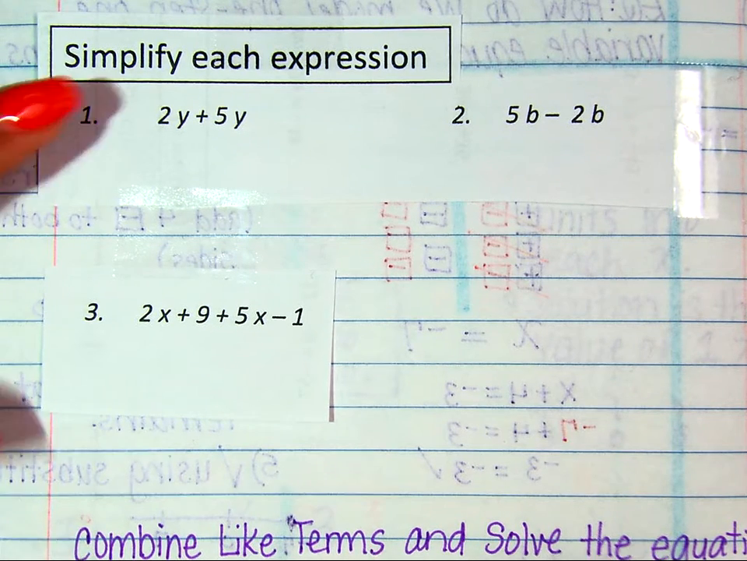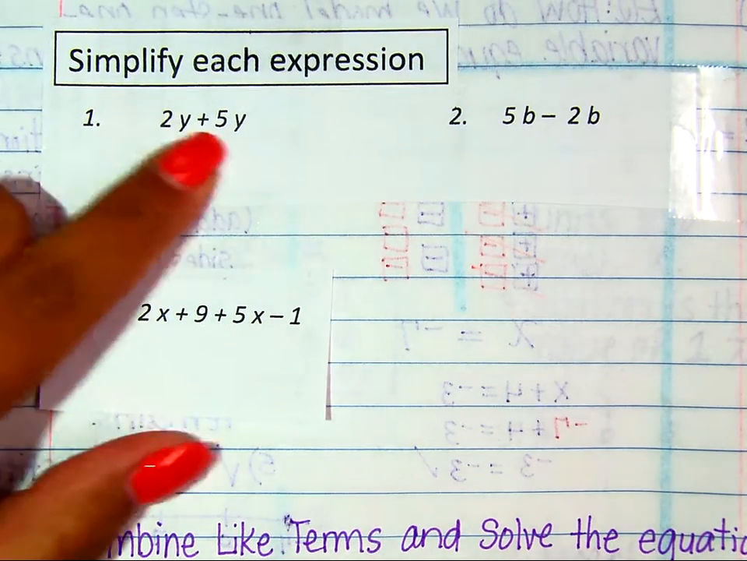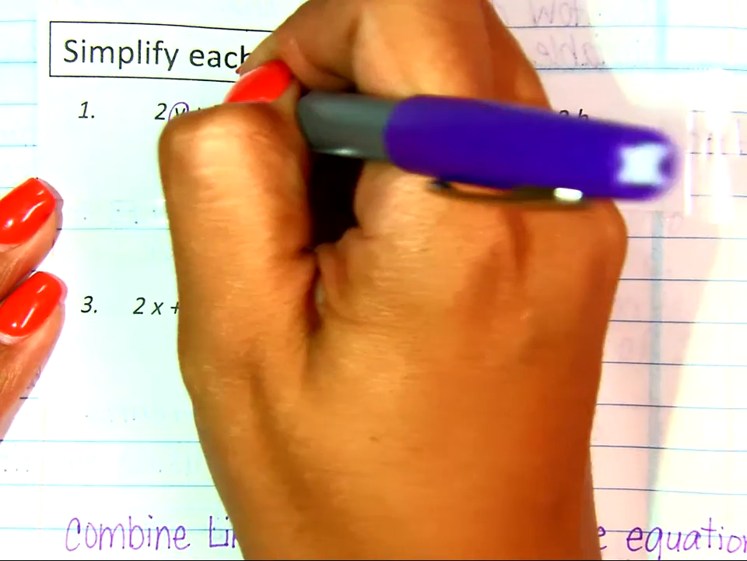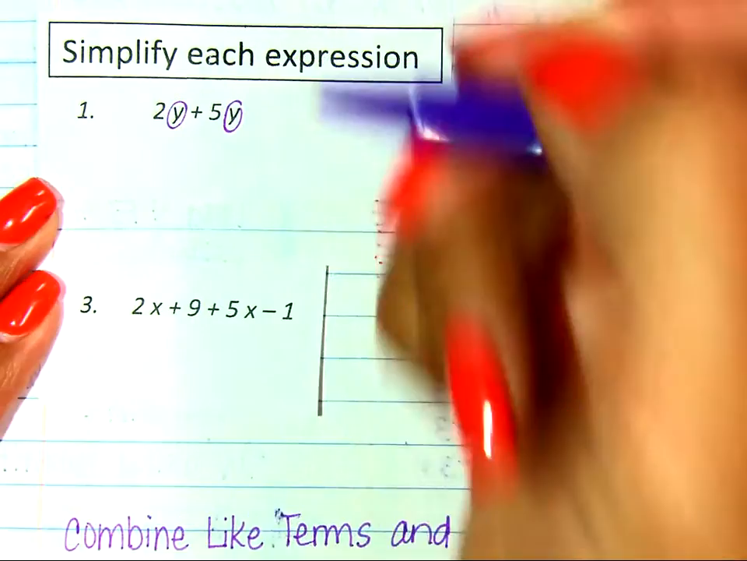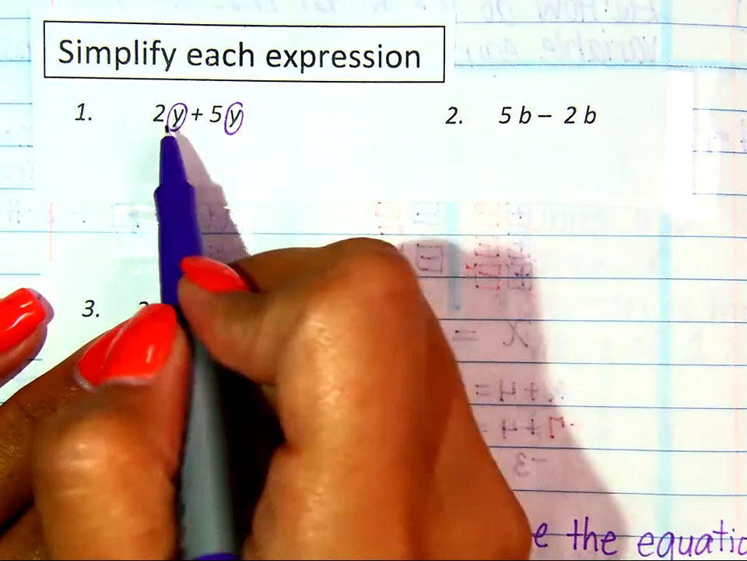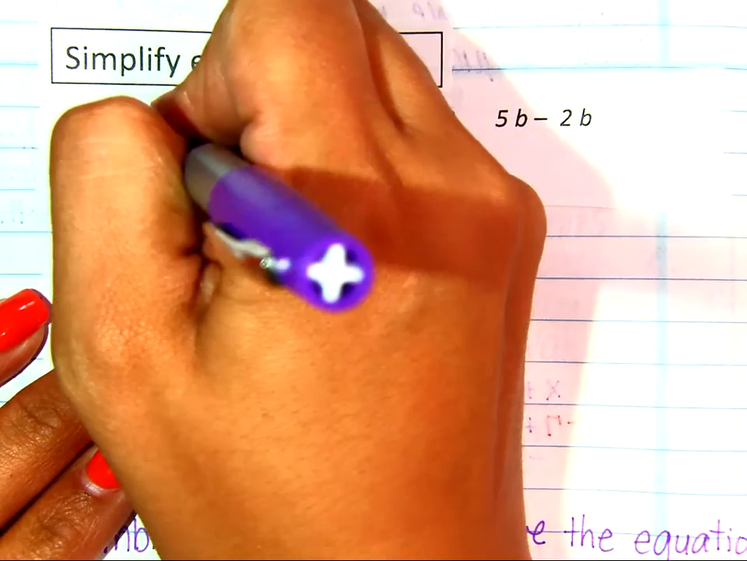You'll notice that 2y and 5y both have the same variable, different coefficients. It's okay to have a different coefficient. So if I were combining these like terms, I would have 7y.